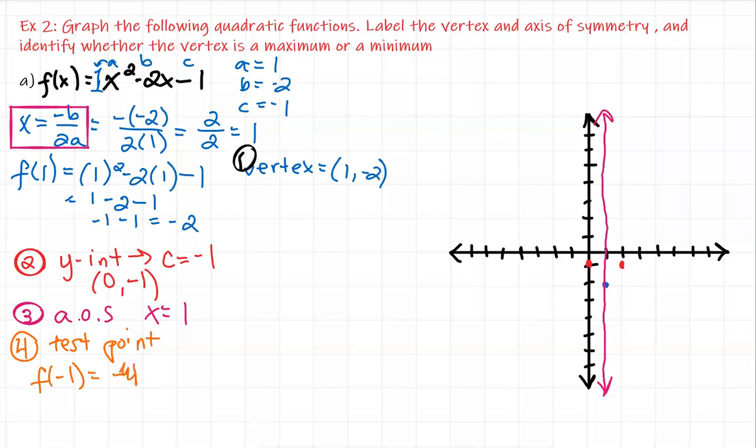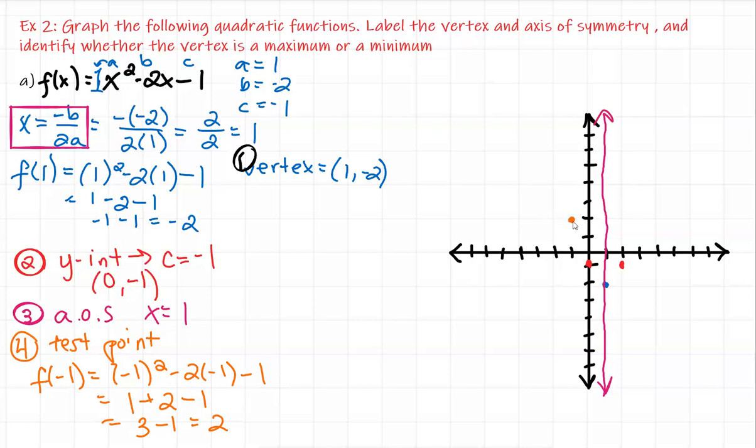Oh, excuse me. Oh, no, that was right. I don't know why I thought that was wrong. -1 squared minus 2 times -1 minus 1. -1 squared, that's 1. -2 times -1, that's +2 minus 1. 1 plus 2 is 3. Minus 1 is 2. So at -1, I have a y value of 2.